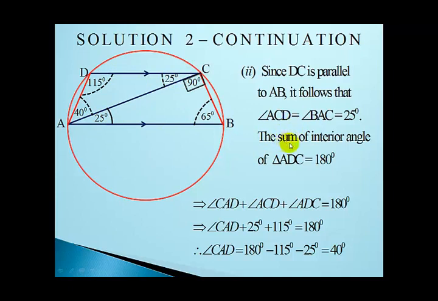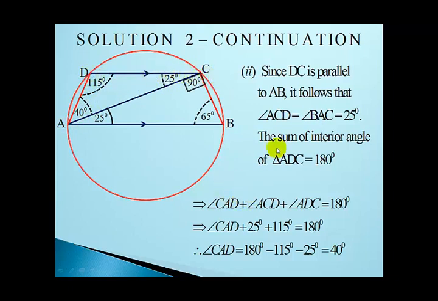Now the sum of interior angles of a triangle is 180. Where do we have the triangle ADC? We have triangle ADC. Now the angle at D is 115 degrees. The angle at C is 25 degrees. Now let's see how best we can calculate the angle at A, considering the triangle ADC.